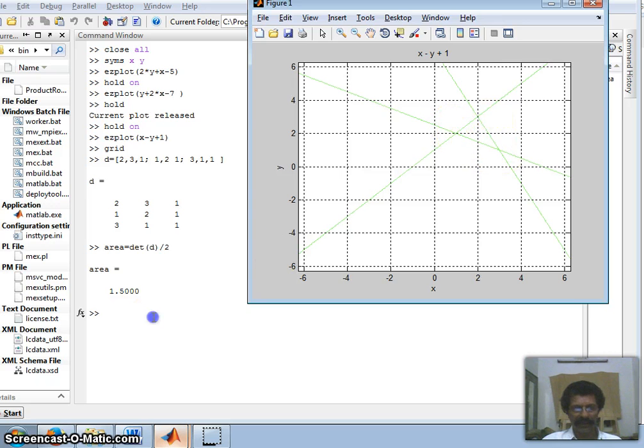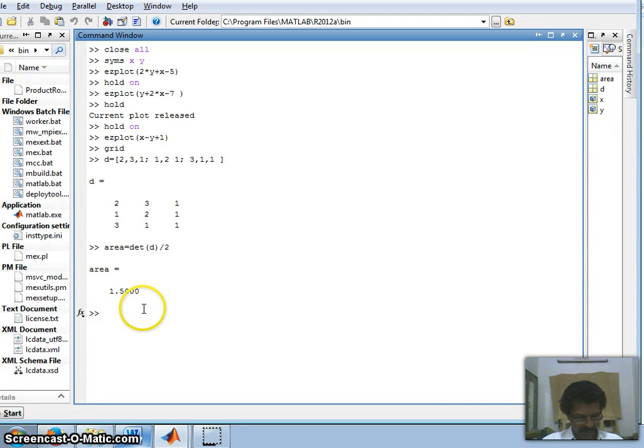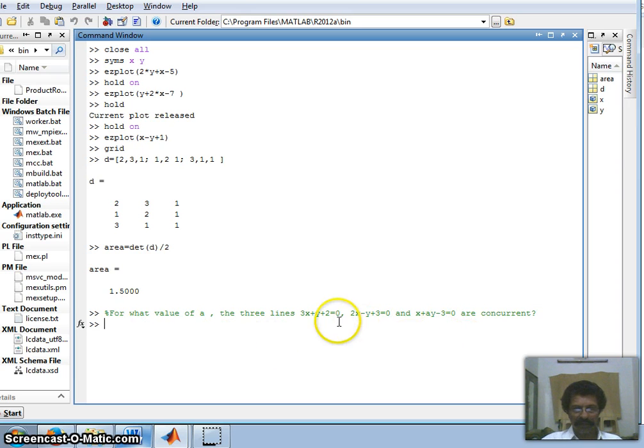these 3 lines. Right, the next question: for what value of A are the 3 lines concurrent? Here I will copy it and put a comment for my reference. Now, with the 3 lines, the symbol A is there, so let us first declare symbol A. Then let us find the determinant, from these coefficients we shall find the matrix.